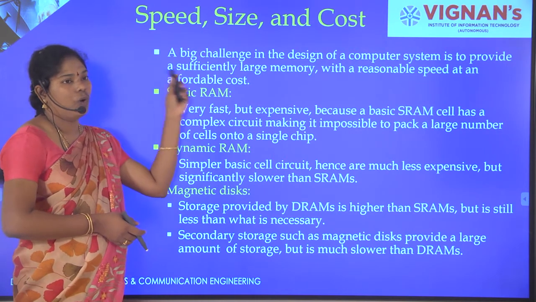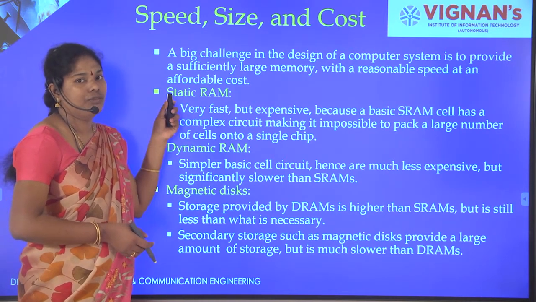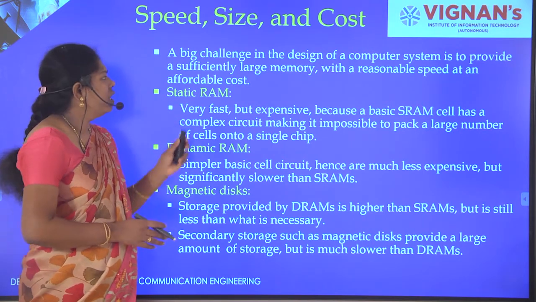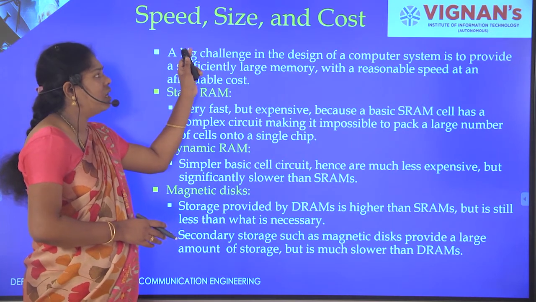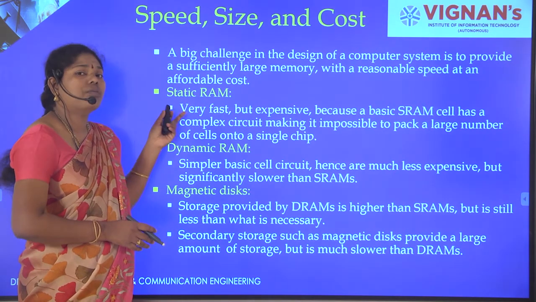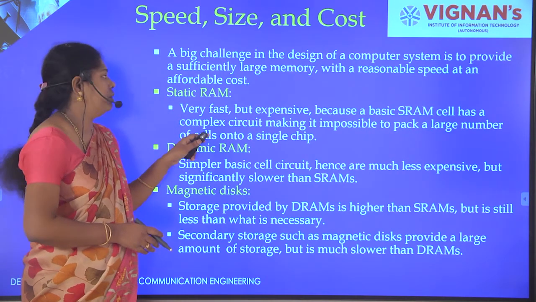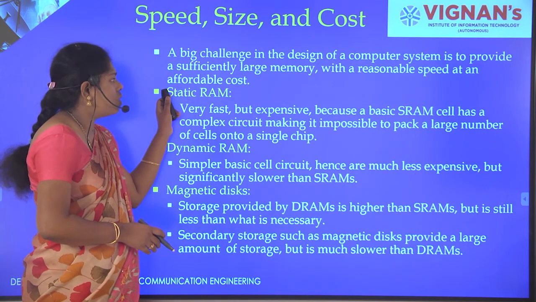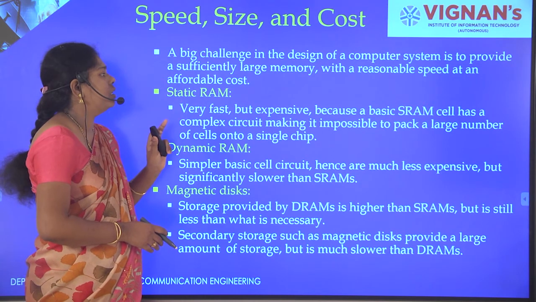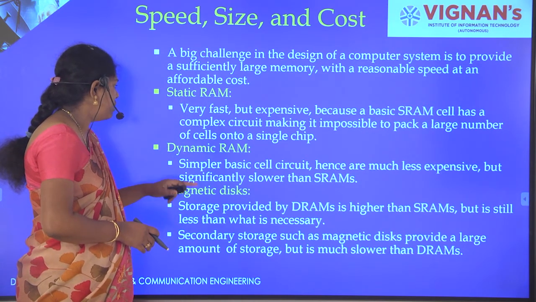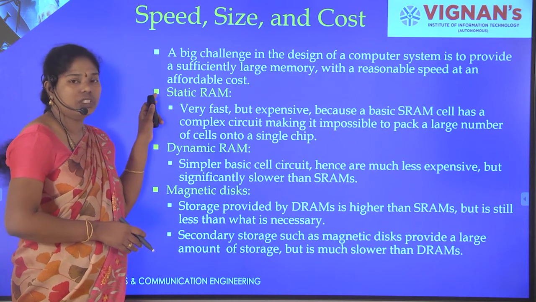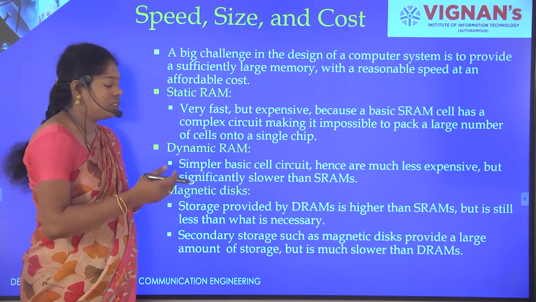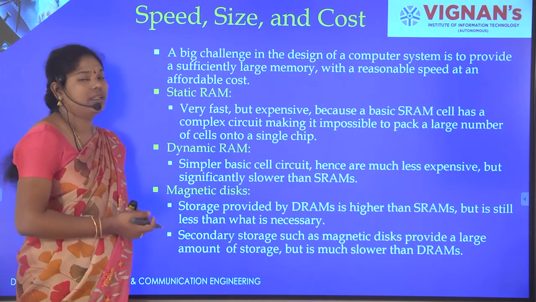Overall, if you want to purchase a laptop or smartphone, whatever it may be, the size, speed and cost depend on the processor and also on the memory. The main challenge is cost, size and speed. So we have three types. Static RAM is generally used for cache memories, dynamic RAM is the main memory, and for secondary storage devices we go for magnetic disk.